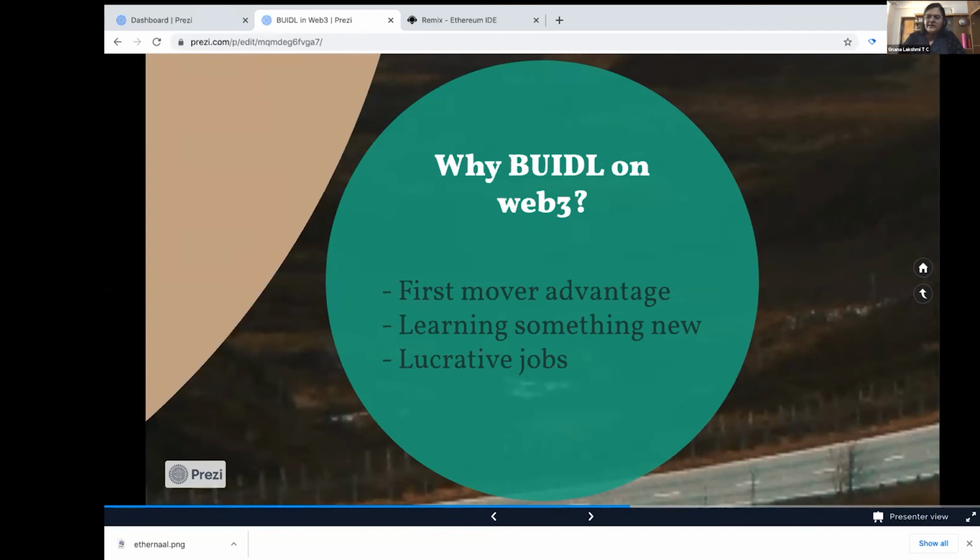There is nothing like building in a new and innovative space when it is just coming up, and we are still in the very, very nascent, very, very initial stages of seeing products emerge in this ecosystem. So if you're building right now, you have the first mover advantage. Going down the line, 5 years, 10 years, your expertise would be held in very, very high regard.